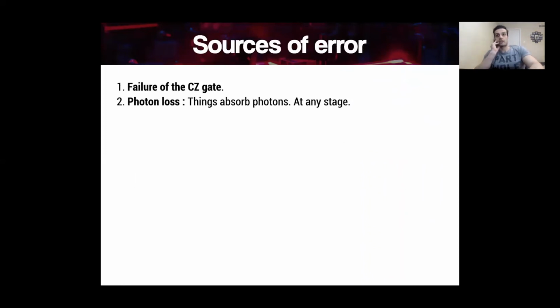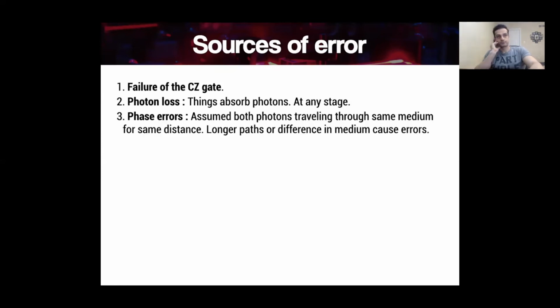Another one is photon loss. Lots of things can absorb photons. Photons can be absorbed at any stage. While you're going through some gate, it's possible something is there that absorbs it, and so you can just lose photons. Obviously that's a big deal because it's the location of the photon in our rails that lets us know, or determine, our qubit state.